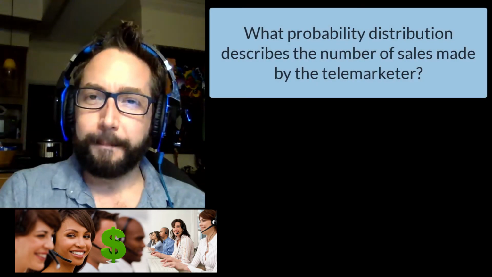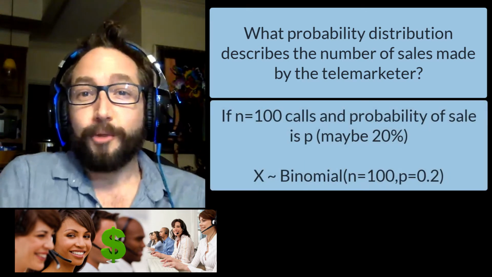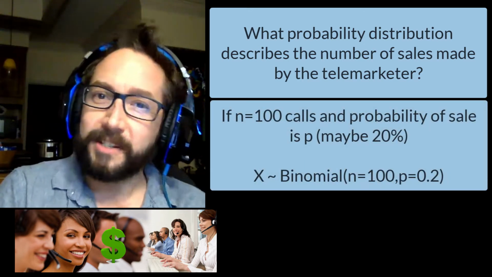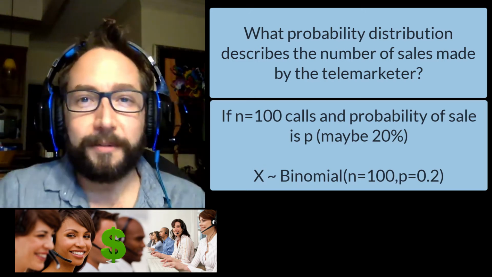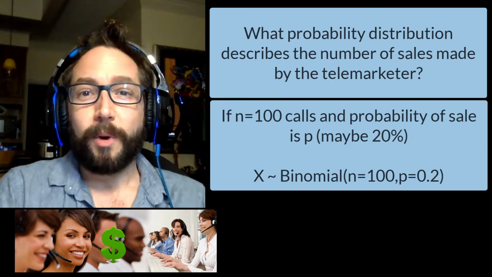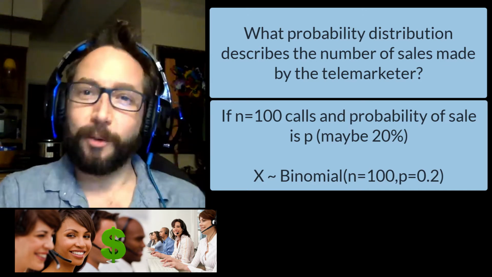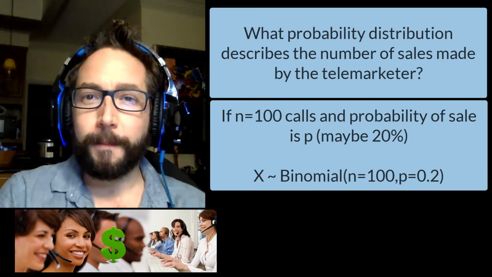And what we'd like to do is to study the number of sales that the telemarketer makes over the course of a day. Now, if we knew the telemarketer made 100 phone calls, we could draw from the notorious zoo to answer this question. We know that the number of successes out of a certain number of trials is binomial, so the number of sales out of 100 could be modeled by a binomial distribution with n equals 100 and p equal to 20%, whatever the chance is of making a sale on each individual call.